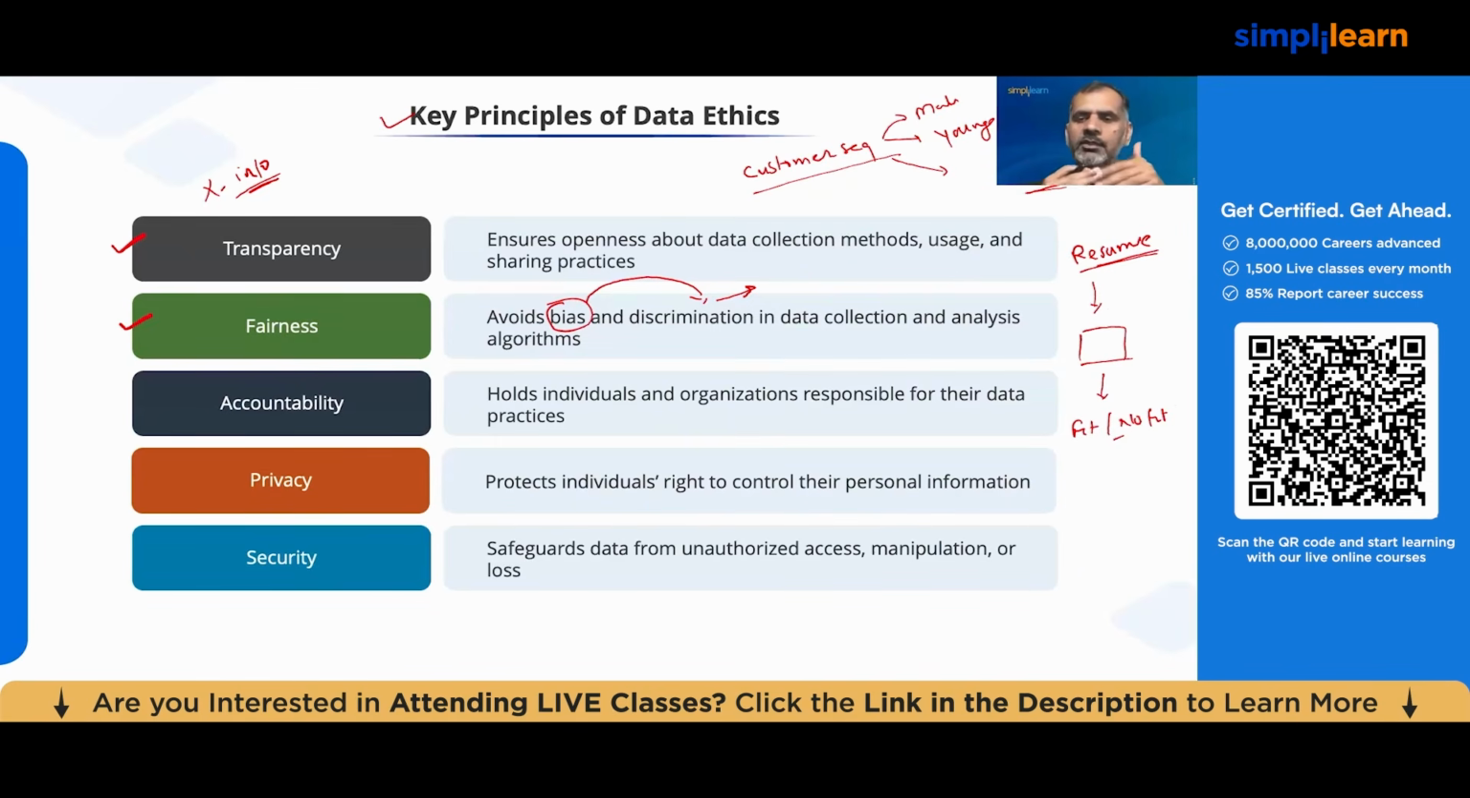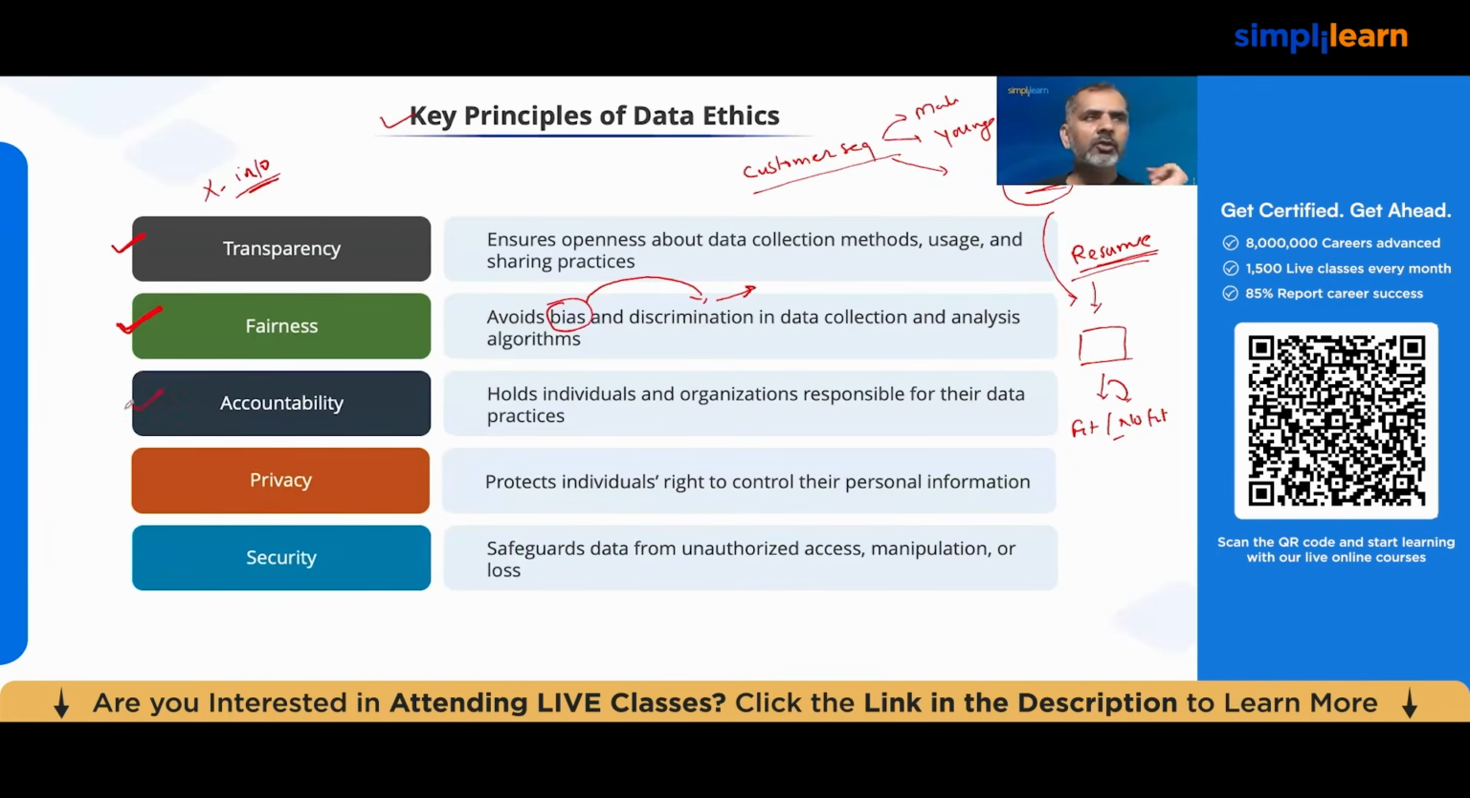If I do this, that means I'm introducing bias towards the male category compared to the female category. And automatically, if you train a model with biased data, your model becomes biased towards the male category. This introduces discrimination. So whenever a female resume comes for scrutiny, it will mostly go to the no-fit zone. This is where we need to be very careful while collecting data, that the data should be collected with full fairness.